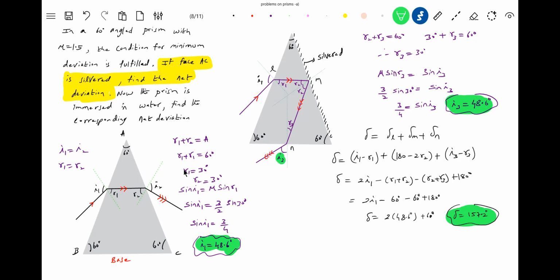Next, again the same thing, if it is immersed in water, all the relationships will remain the same. Only I1, I3, everything we have to change. The angle of incidence will be the same. I think Snell's law here will change. Here it will change, no? Here mu W sine I1 equals mu sine R1.